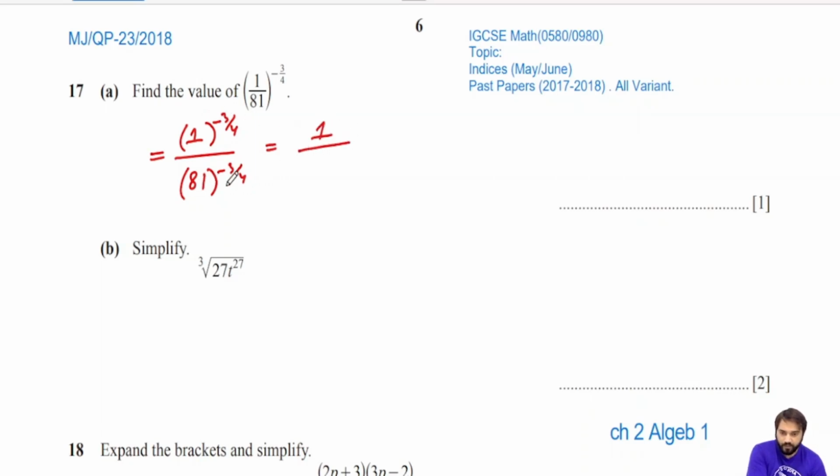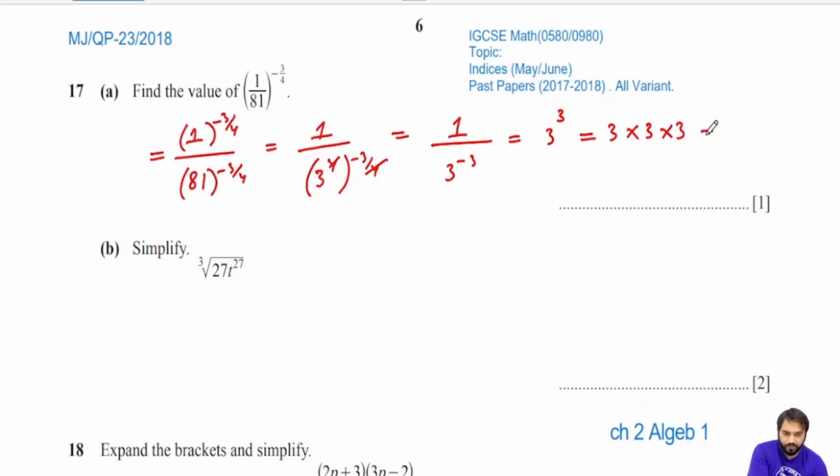Okay, and 81 can be written as 3 raised to power 4, whole power minus 3 over 4. We can just cancel them, that is the 4. 1 over 3 raised to power minus 3, bring it up, it would be 3 raised to power 3, and I can write 3 into 3 into 3. 3 times 3, 3 times 9, and 9 3 times 27. The answer to this question is 27. Keep it in mind, if 1 has any power, then the answer is 1, whatever the power is.